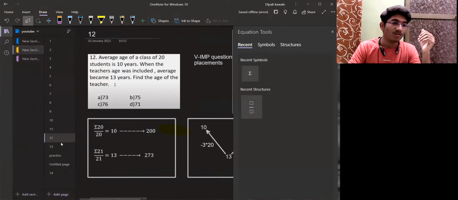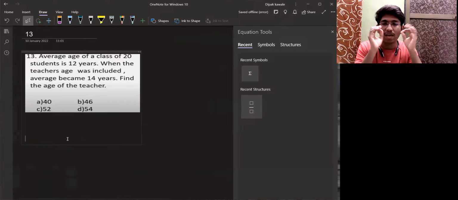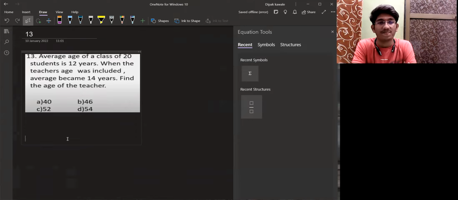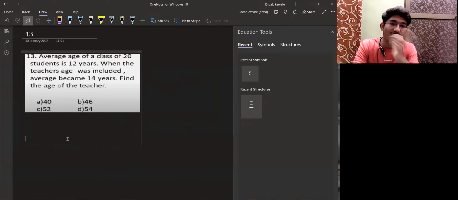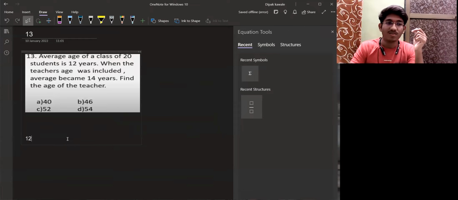Now stop this video and solve it by yourself. Same question, just a modification we have done. I assume you have solved it within 5 seconds. The average age of a class of 20 students is 12 years. Considering all the students are 12 years old, when the teacher's age was included, the average became 14. So it is simple, we are assuming the teacher's age is also 12.